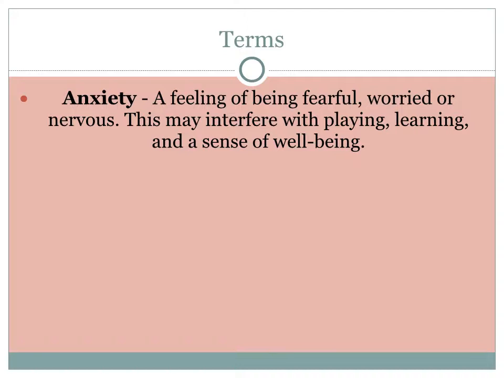Anxiety. A feeling of being fearful, of being worried, or a feeling of being nervous. This feeling may interfere with playing. This feeling may interfere with learning, and this feeling may interfere with a sense of well-being.